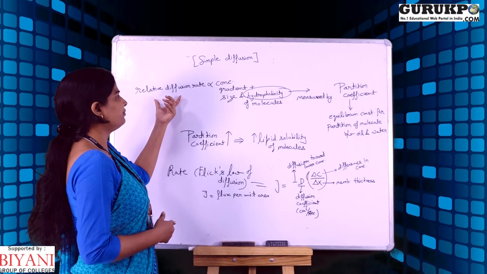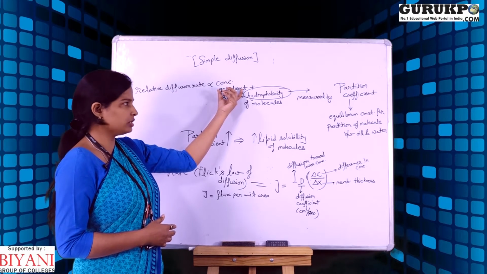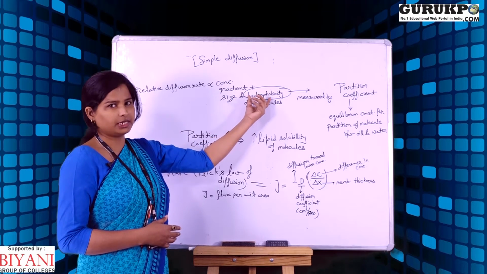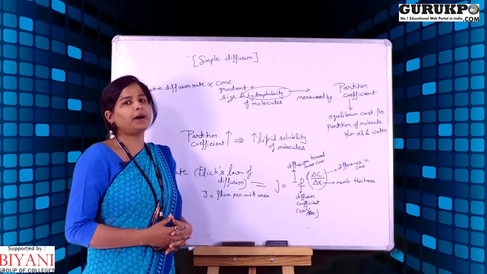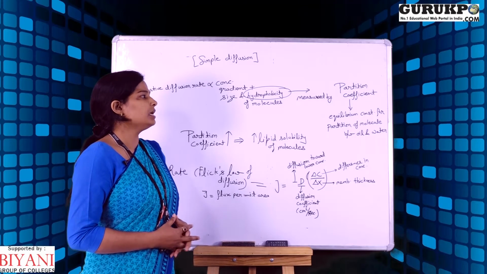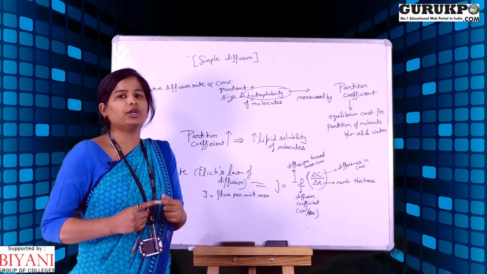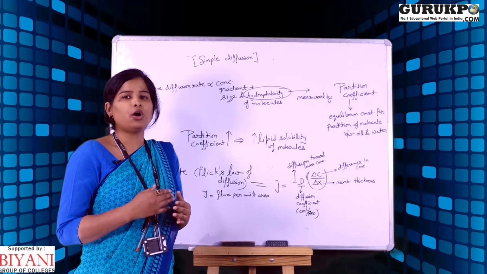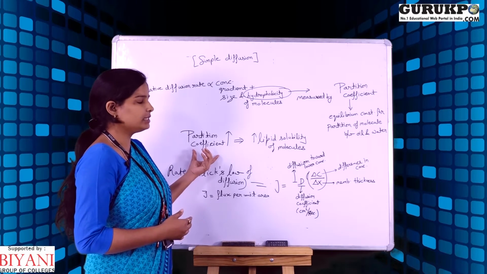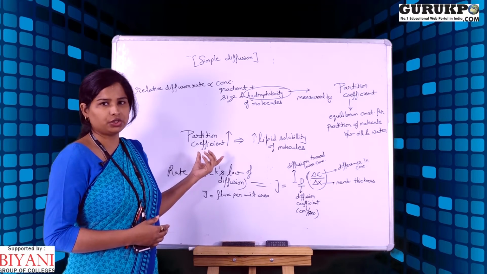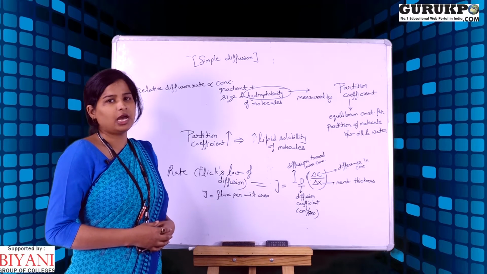The relative diffusion rate of any molecule depends on the concentration gradient across the plasma membrane and the hydrophobicity and size of that molecule. The hydrophobicity is measured by the partition coefficient. It means the equilibrium constant for partition of any molecule between water and oil. It means how the molecule partitions itself between water and oil. As the partition coefficient increases, the lipid solubility of the molecule increases along with it.